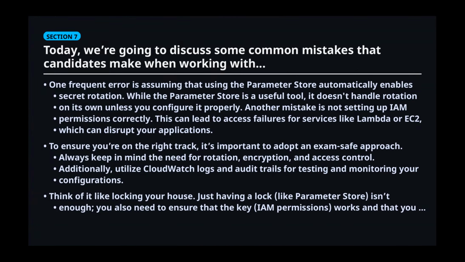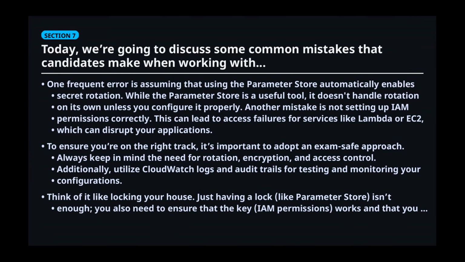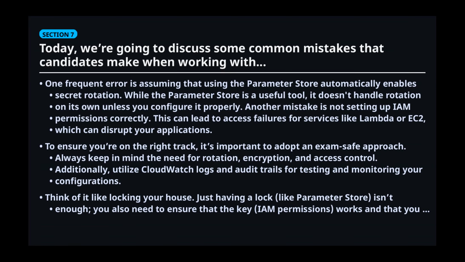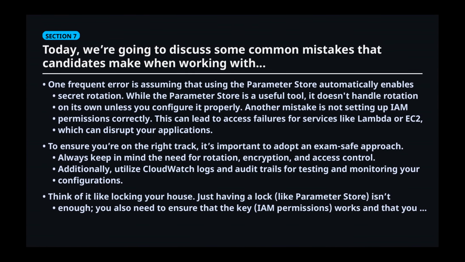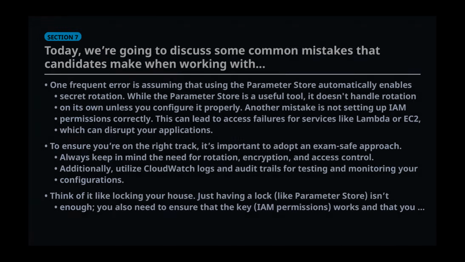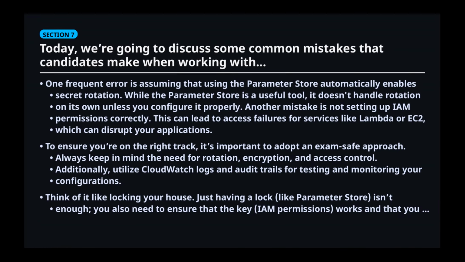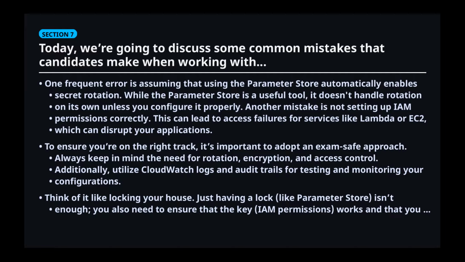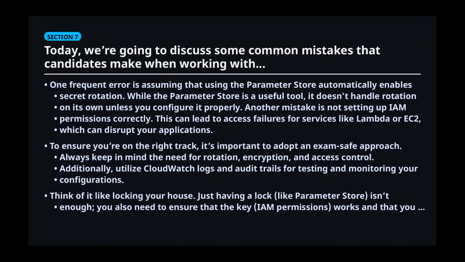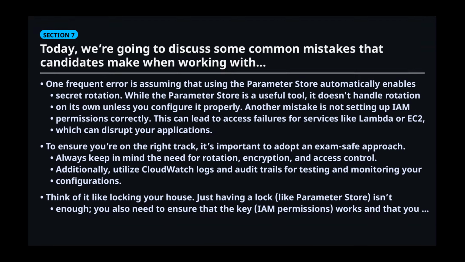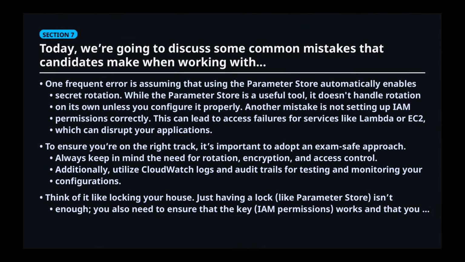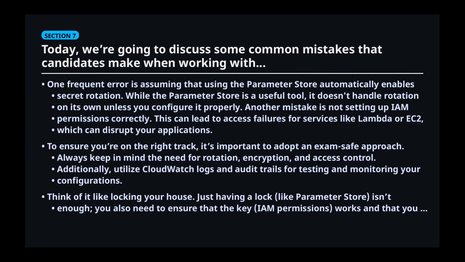One frequent error is assuming that using the parameter store automatically enables secret rotation. While the parameter store is a useful tool, it doesn't handle rotation on its own unless you configure it properly. Another mistake is not setting up IAM permissions correctly. This can lead to access failures for services like Lambda or EC2, which can disrupt your applications.